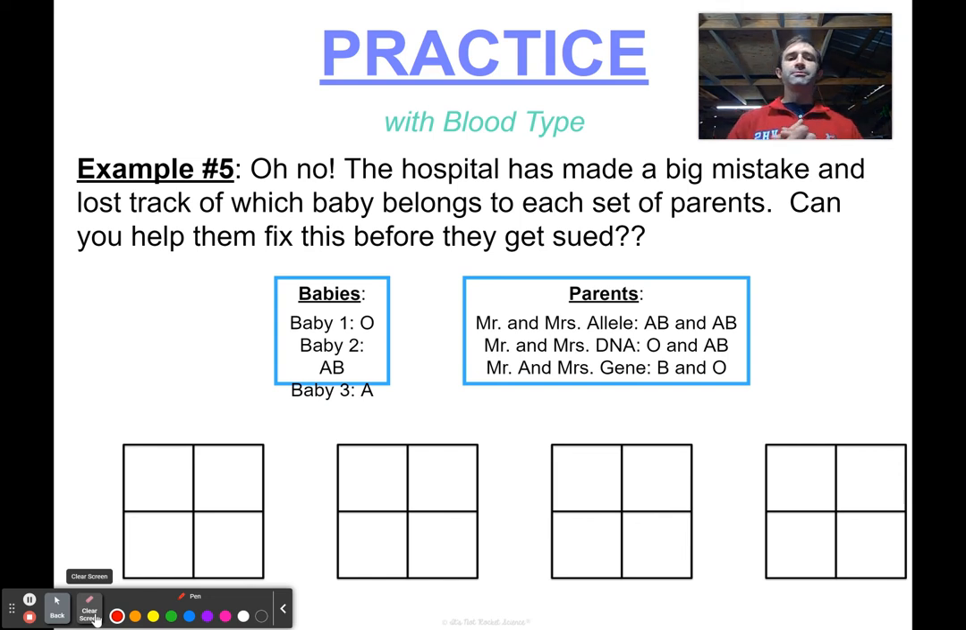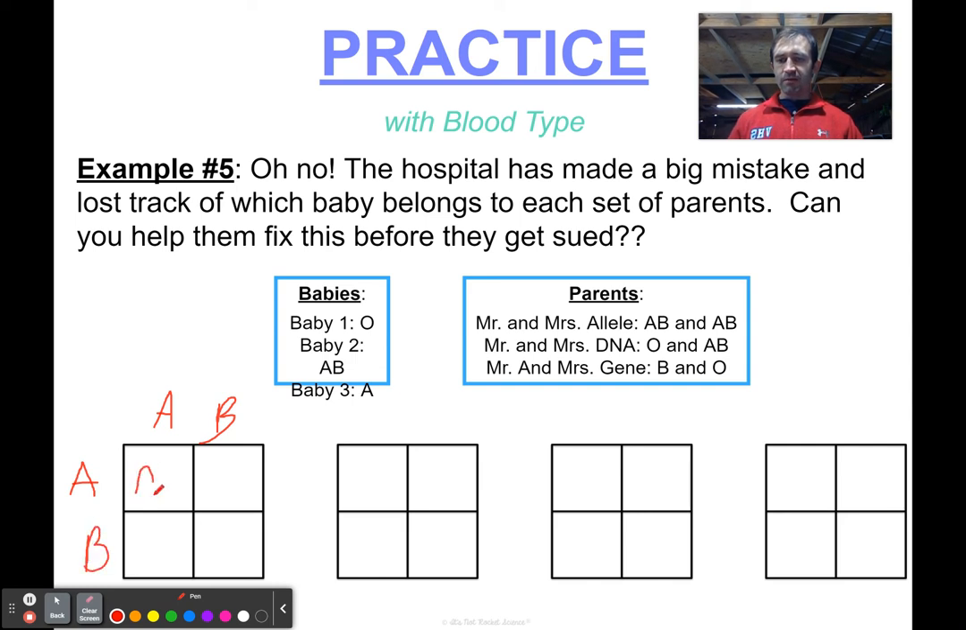Oh no, the hospital has made a big mistake. This is why these are kind of cool problems. The hospital's made a big mistake and lost track of which baby belongs to each set of parents. Can you help them fix this before they get sued? All right, so the parents, Mr. and Mrs. Allele, they're AB and AB. So they're easy. Let's see what babies they could have.